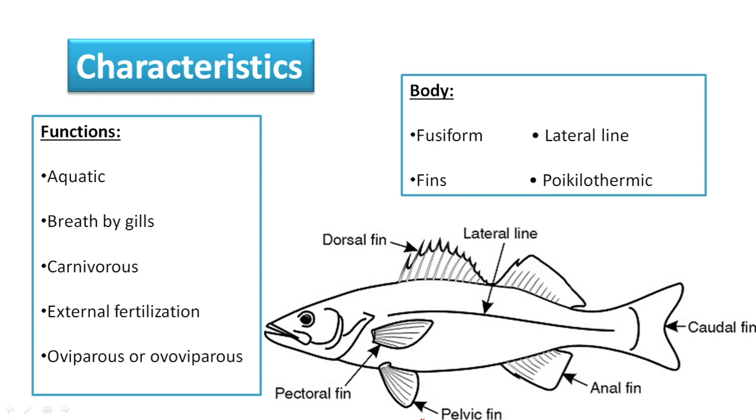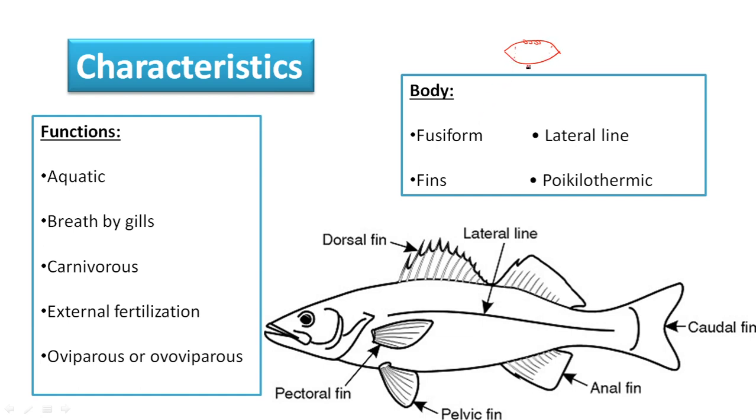They are mainly oviparous, but they can also be ovoviviparous, like some sharks. Their bodies usually have a fusiform shape. I explained before that the fusiform shape is like a rugby ball. Okay, these are the laces. It has two parts. The middle part is thicker and the ends are pointy, thinner.